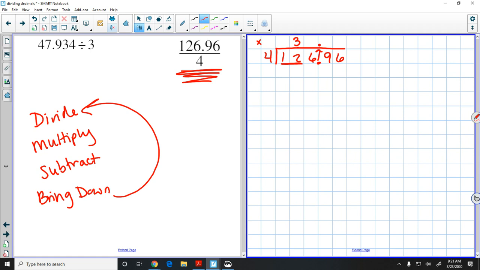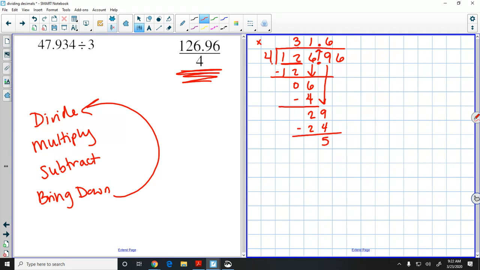All right. 3 times 4 is 12. Subtract 0. Bring down the 6. Will 4 go into 6? Absolutely. 1 time. 4 times 1 is 4. Subtract. 6 minus 4 is 2. Bring down the 9. Notice I didn't even bother with that decimal. I've already moved it. I don't have to do anything else with it. Will 4 go into 29? Let me think. Oh, I know. 6. 4 times 6 is 24.